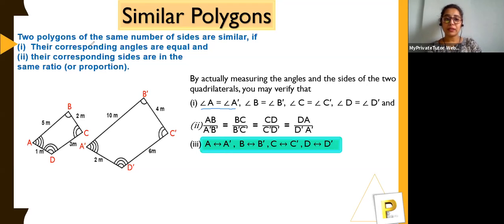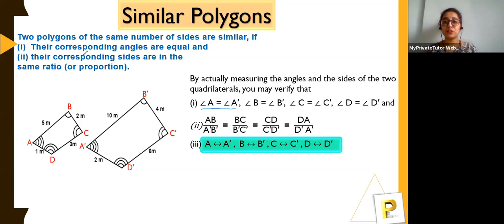Now, this was the first point according to the explanation of how we can prove they are similar. I'll just repeat the first part. Their corresponding angles, one of the angles of both polygons, should be equal. So in this case, we have angle A and A dash, B and B dash, C and C dash, and D and D dash. This was the first point.